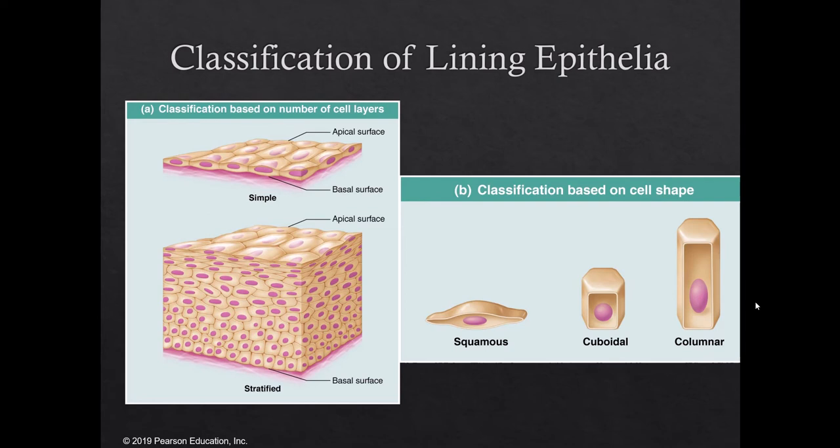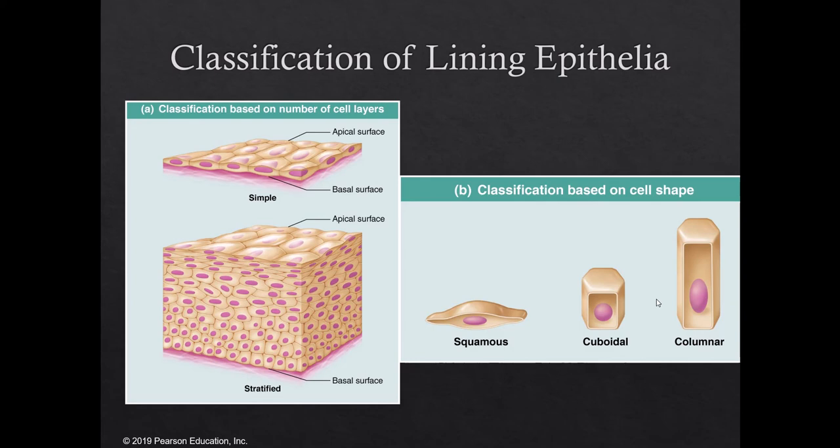The lining epithelia, the boundary surface tissues, are classified in 2 ways. We look at the number of layers of cells and the shape of the cells themselves. And the great thing about the epithelial tissues is that they tell you in their name what they look like. So we have simple tissues that have a single layer and stratified tissues that have multiple layers. So our 3 shapes are squamous, cuboidal, and columnar.